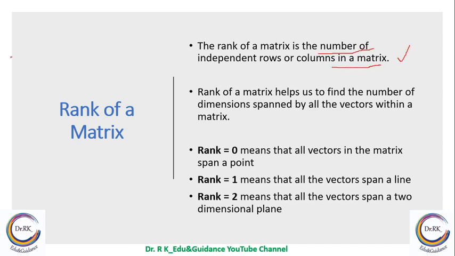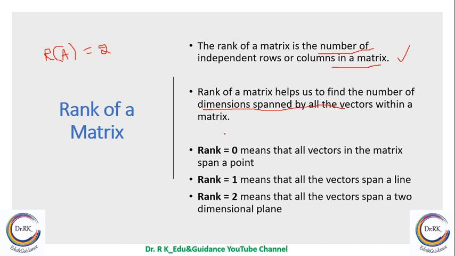Suppose we say the rank of a matrix A equals 2. What does it indicate? The matrix may be of order 3 by 3 or 4 by 4, but if its rank equals 2, it indicates that this matrix has 2 independent rows or 2 independent columns. So what is the use of the rank of a matrix? It helps us in many ways. One is that the rank of a matrix helps us find the number of dimensions spanned by all the vectors.